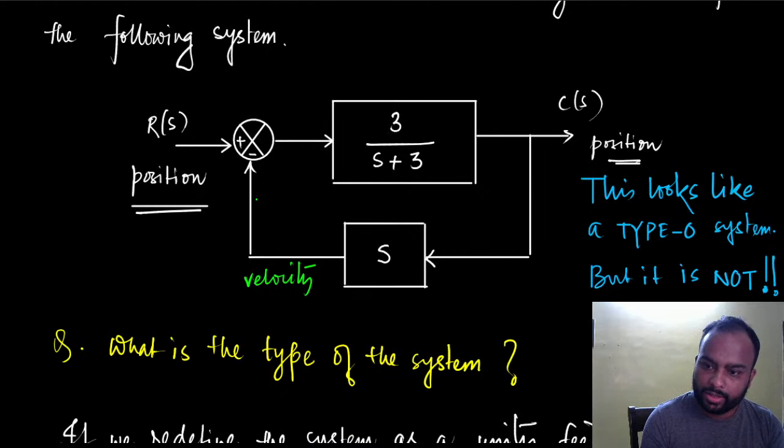Got it? But if this was a position feedback, so if this was something like 1, or any other constant, that would be a position feedback. And if it was a position feedback instead, in that case it won't be able to follow that step signal, the position input signal.